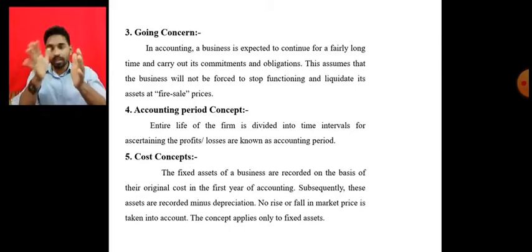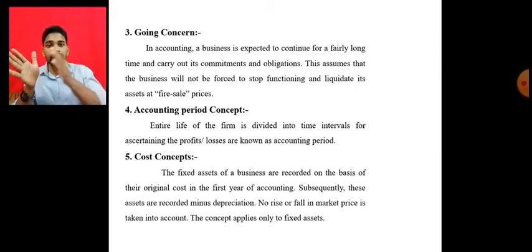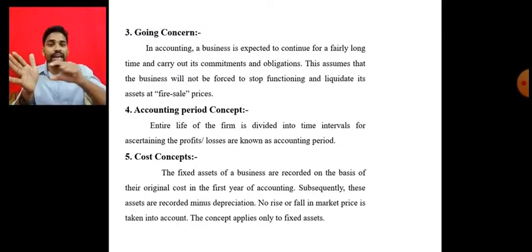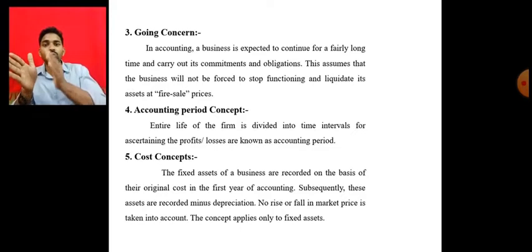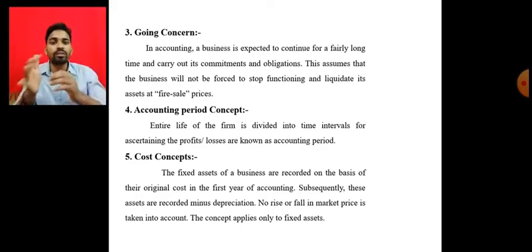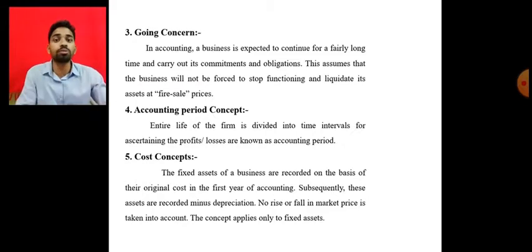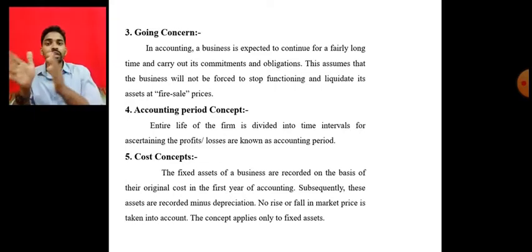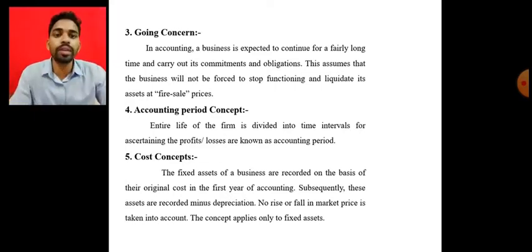So the entire life of the business is divided into intervals of a year to know the business position, whether the business is getting a profit or a loss. The entire life of the business is divided into years, or weeks, or months. Yearly, we can know whether the business is getting profit or loss. That is why the entire life of the business is distributed into years. This is the accounting period concept.